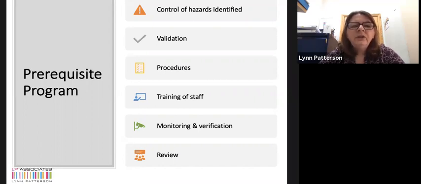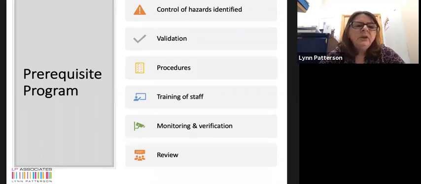So we need to have a procedure in place for every one of them, and we need to train our staff against them. And we also need to monitor them. So maybe not monitoring as frequently as we would with a critical control point, but monitoring them still to ensure that we know that they're robust and that they are being followed. And then we need to formally review them as well.